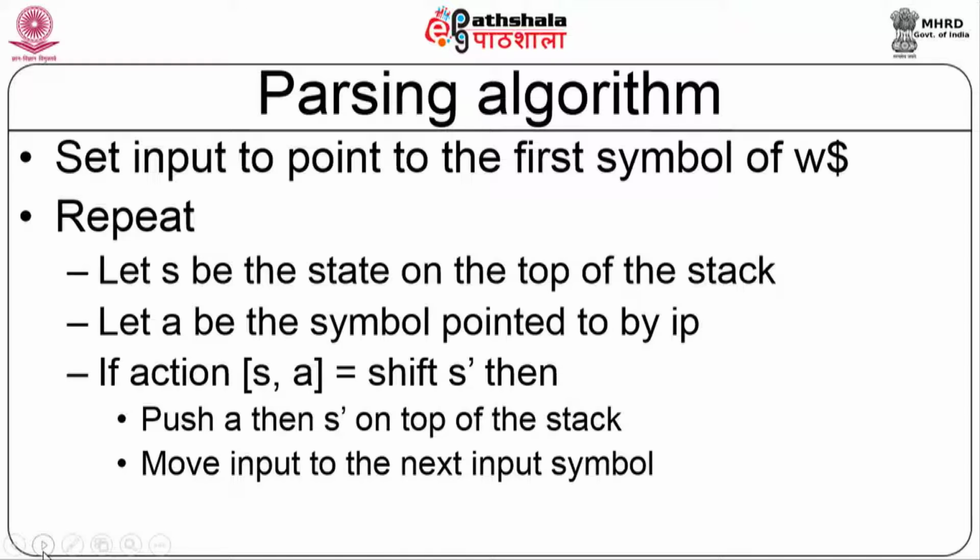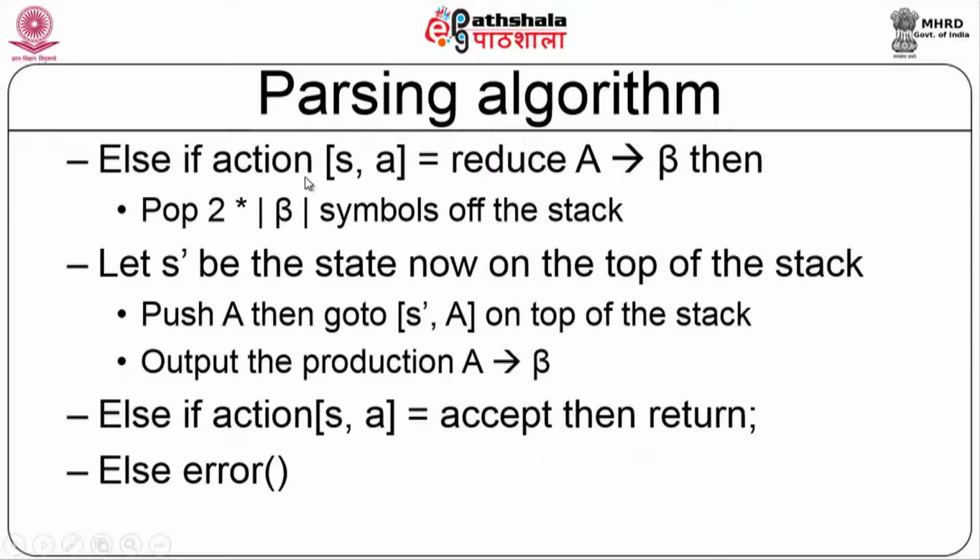So if there is a dollar as the end marker of the input string, let S be the state on top of the stack, and let A be the symbol pointed to by the input pointer. If the action is a shift action, you push A and then you push S dash on top of the stack. If it is reduce, you pop twice the number of beta symbols, where beta is the RHS of the production, and now you push capital A onto the stack, and you compute goto of S dash comma A and put that also on the stack. If the action is an accept action, you will return, else it is an error action.